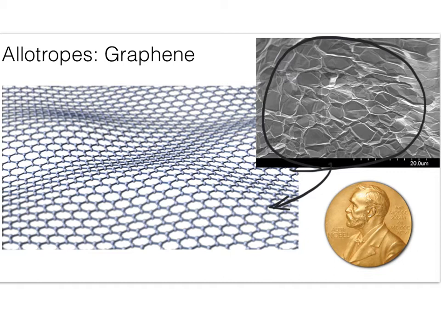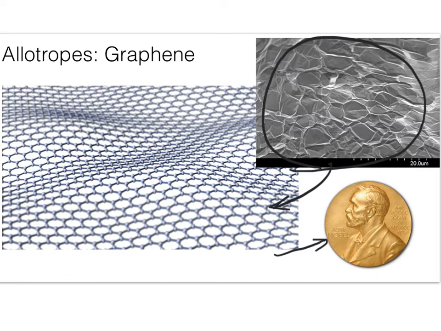This substance is one of the best conductors known, and it's really good at conducting both electricity and thermal energy. And in fact, the Nobel Prize was won recently for the isolation of graphene and for studying its properties. And amazingly, the way that the people who won the prize discovered how to isolate a single sheet of graphene was using Scotch tape.